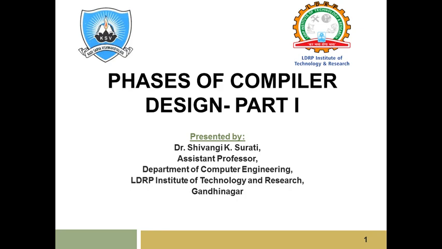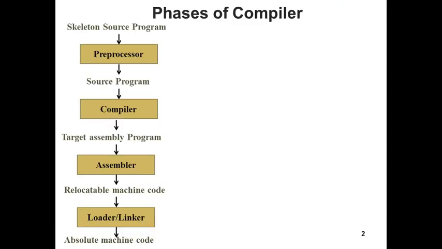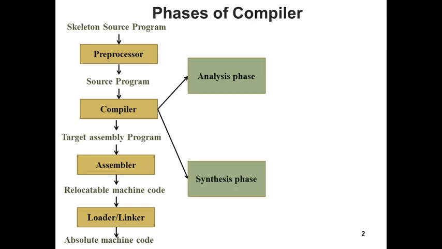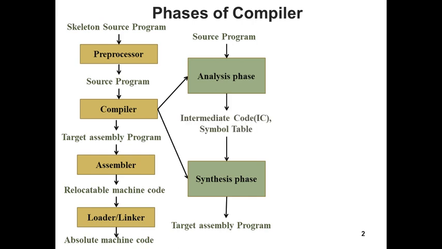In this presentation, I am going to explain the phases of compiler design, part 1. In my previous video, I explained in brief the phases of compiler and various cousins of compiler: preprocessor, compiler, assembler and loader, linker. Out of them, compiler is again divided into two phases, that is analysis phase and synthesis phase. The analysis phase takes a source program as input, the synthesis phase gives target assembly program as output, and analysis phase generates intermediate code and symbol table.